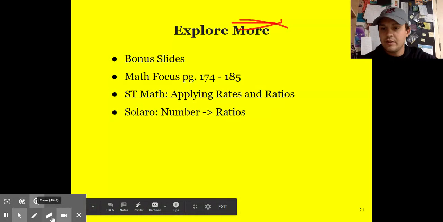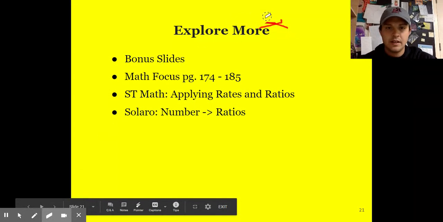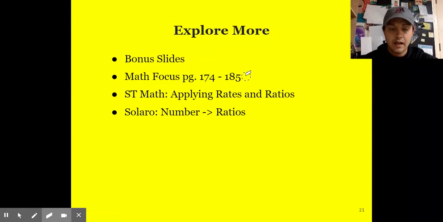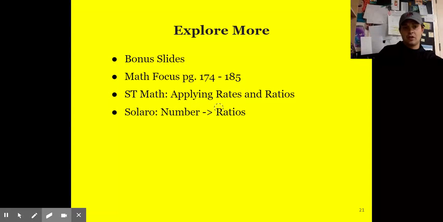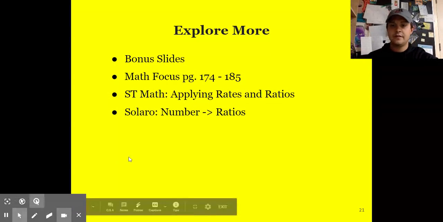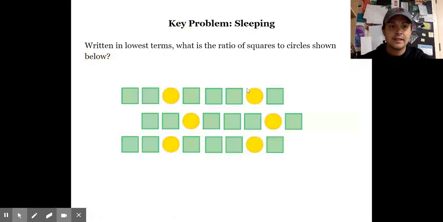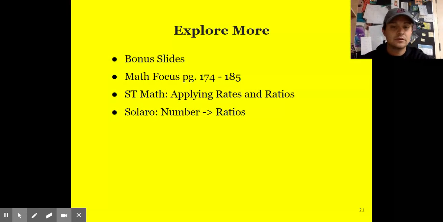And then when you're finished your key problems and your key practice, you are invited to explore more about ratios. We have bonus slides, math focus pages 174 to 185. On ST Math, there's some skills called applying rates and ratios. And on Celero, you can go into number and look for ratios. So that's the lesson. Go ahead and get to work now. Your first task is to practice these key practice problems. Then look at this key problem. And then after that, go ahead and explore more.